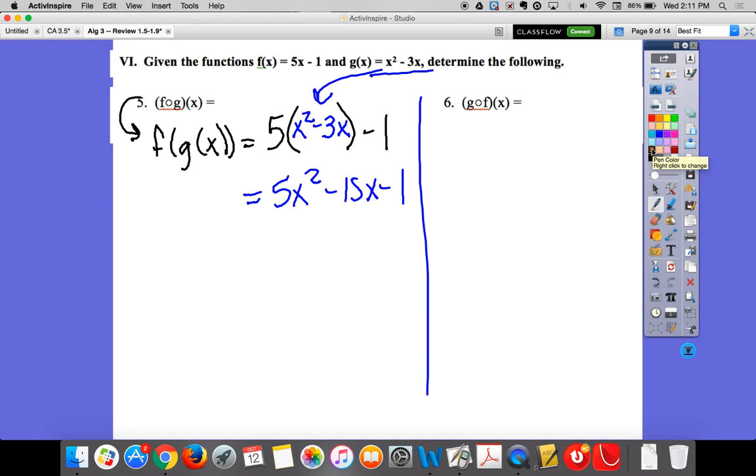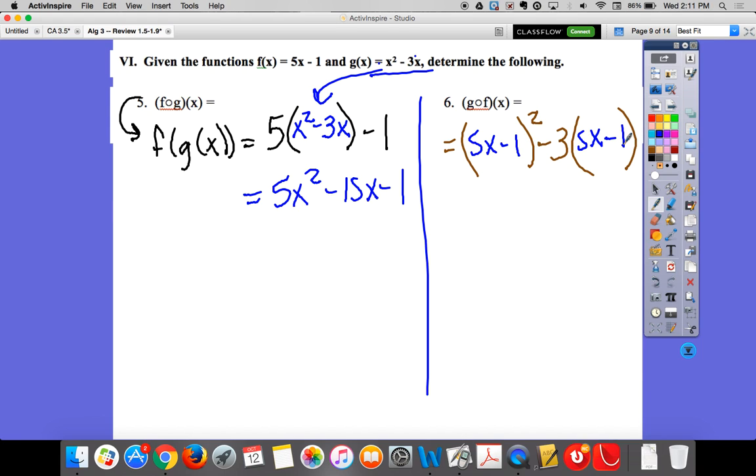Okay, same thing over here. We're going to start with the g function. So g function's on the outside. If we start with him, wherever x is, you're going to put parentheses. It just happens to be two different places. And in those places, you put your f function. And then you work it out.